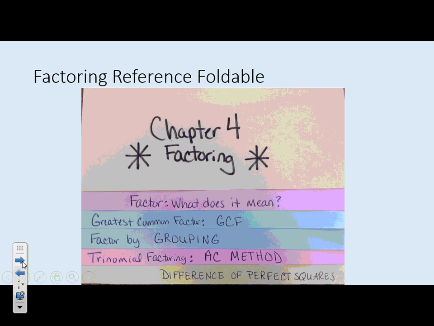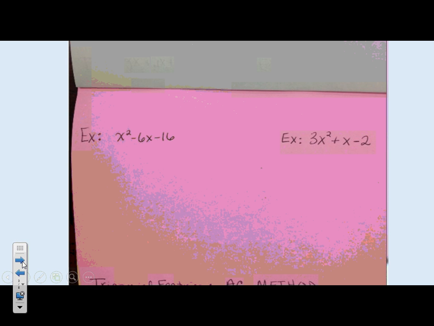So if we take a look at that foldable that we've already started, remember, factoring means we're looking to undo the multiplication process. We're going to find out what was multiplied to create that expression. Greatest common factor is when you divide something out of every term. And factor by grouping we've already done with the whole 4 squares, stick them in the 4 boxes, take out a greatest common factor. So today we want to learn the last two, the AC method and the difference of perfect squares. So trinomial factoring is what the AC method is used for.